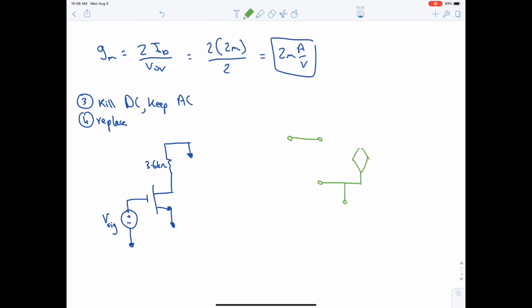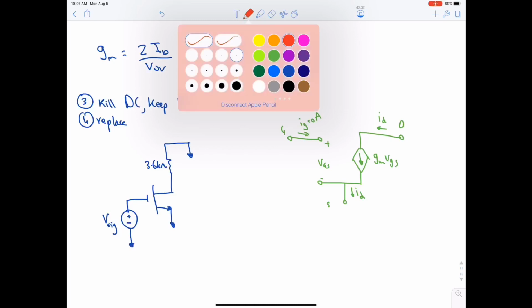We have a current source gm VGS, and here we have the D, ID, and here we have IG equal to 0 ampere. This is VGS, G, and this is S, ID. Okay. Great. So let's start connecting the missing points.